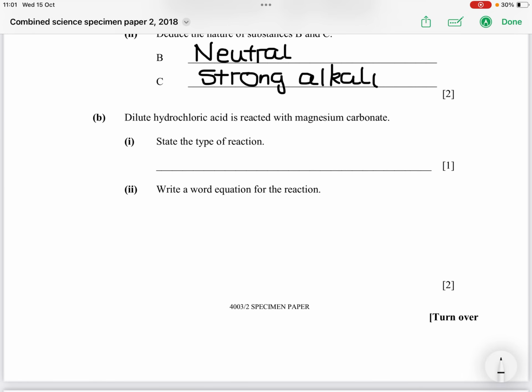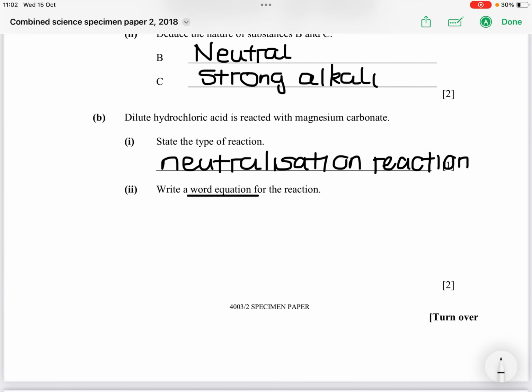And then dilute hydrochloric acid is reacted with magnesium carbonate. State the type of reaction. So the reaction is known as the neutralization reaction. Why? Because we are reacting a base and an acid. The base is the magnesium carbonate, the acid is hydrochloric acid. And then on part 2, we are now required to write a word equation for the reaction. So this is a key word here. They want a word equation, not a chemical equation, right?